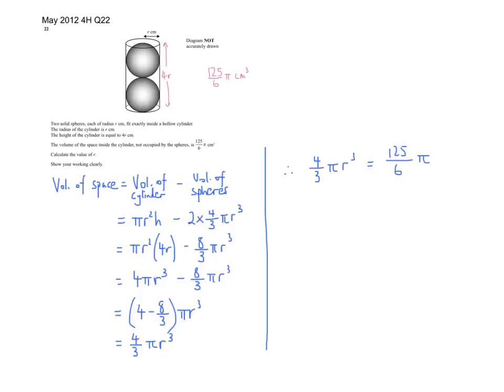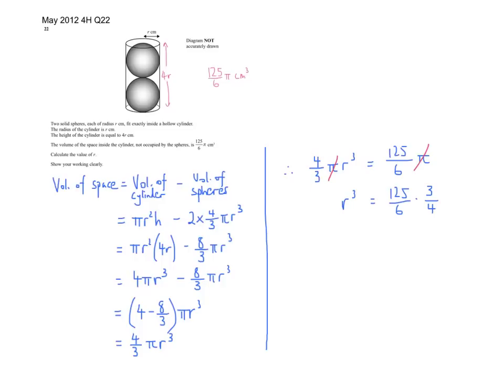Next step is to say that the volume of the space, that 4 over 3 pi r cubed, is equal to this number here that was in the question, 125 pi over 6. The first thing is I can cancel pi's because I've got a pi on both sides, and then I can multiply both sides by 3 and divide both sides by 4.